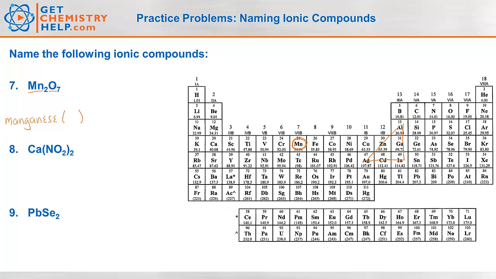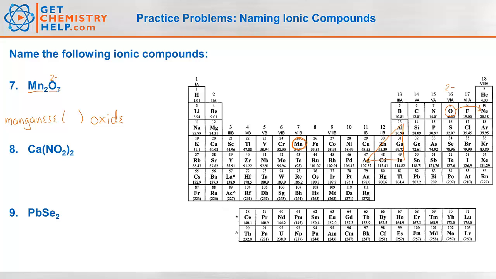So oxygen, a nonmetal becoming an anion, change the ending to "ide," so oxide. What would the charge on oxide be? Well, let's see where oxygen lives. Oh, oxygen is 2 away from the noble gases, so it's going to be 2 negative. So oxide is 2 negative.